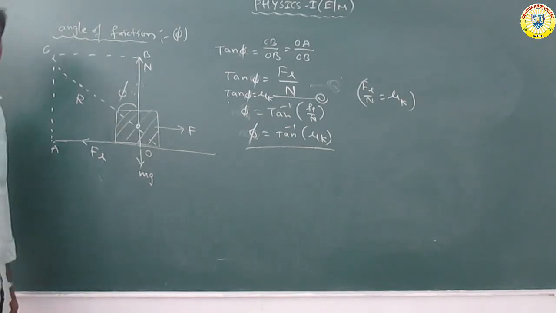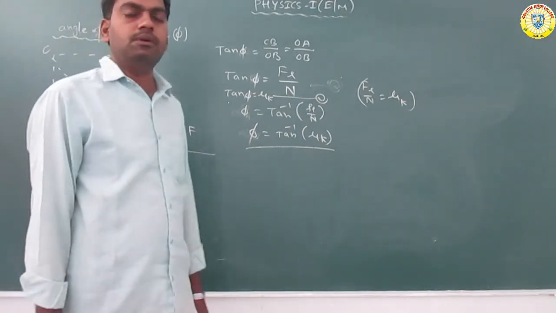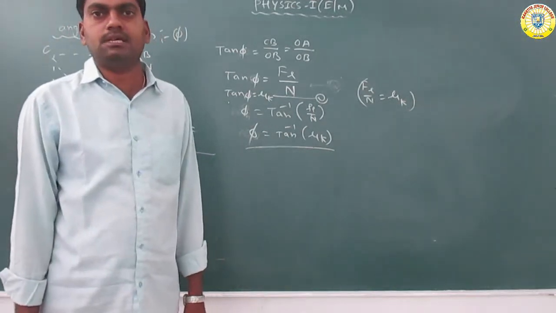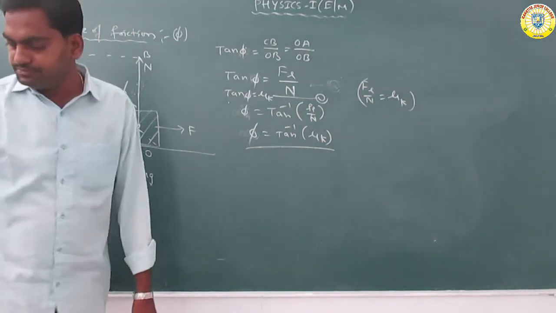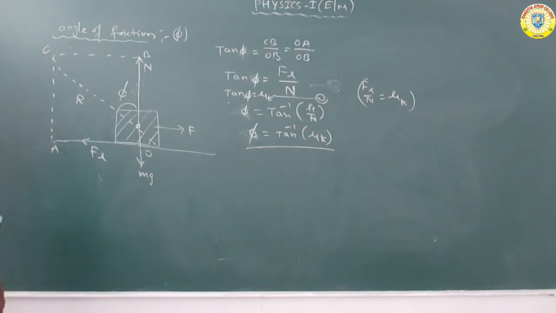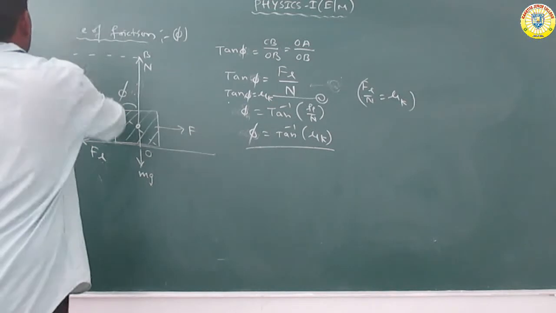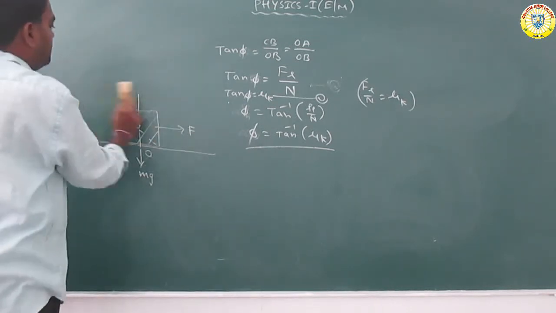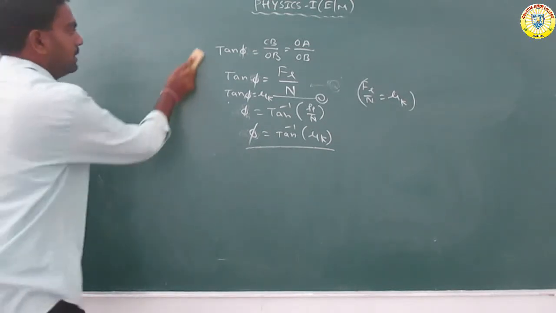Here mu k is nothing but the coefficient of kinetic friction, or dynamic friction, as we can also write. Now let us discuss the next one. Angle of friction is completed. What is the angle of repose?